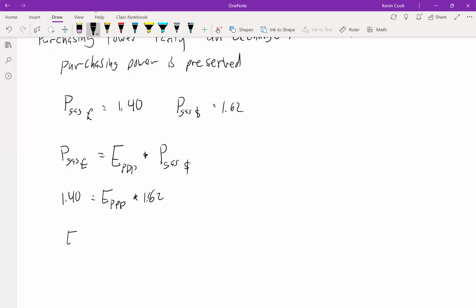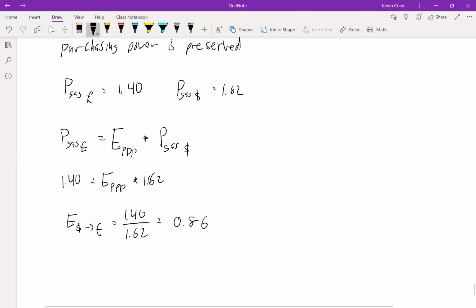And this will give us that the exchange rate from dollars to pounds would be equal to 1.40 over 1.62, which is somewhere between 0.8 and 0.9, which is 0.86. So this means that if we have purchasing power parity, $1 should be able to get me 86 pence in terms of the pounds. And I should make that a little more clear, that that is a pound.